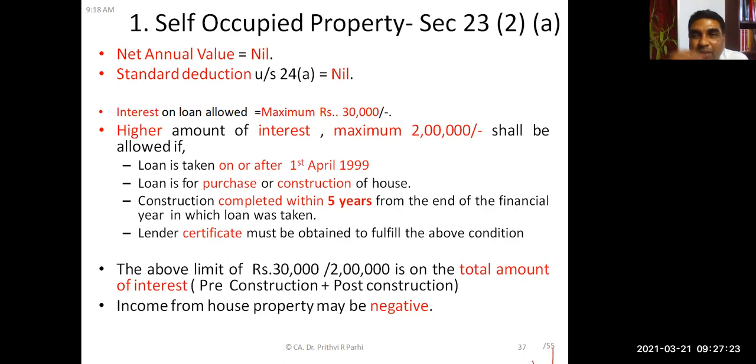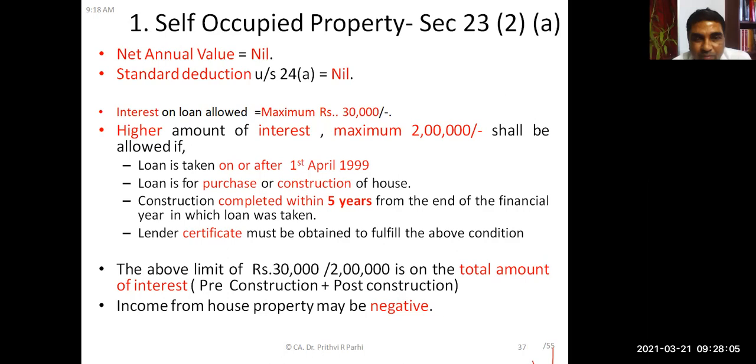Yes, sir. So NAV is nil, NAV is 0, and only one deduction is allowed, that is interest on borrowed capital, 2 lakh rupees. So 0 minus 2 lakh, so income can be negative, right? With the old loan, it is not 2 lakh, it is 30,000. So under self-occupied house property, the advantage is that one can have negative income, a loss of maximum minus 2 lakh. Did you understand?